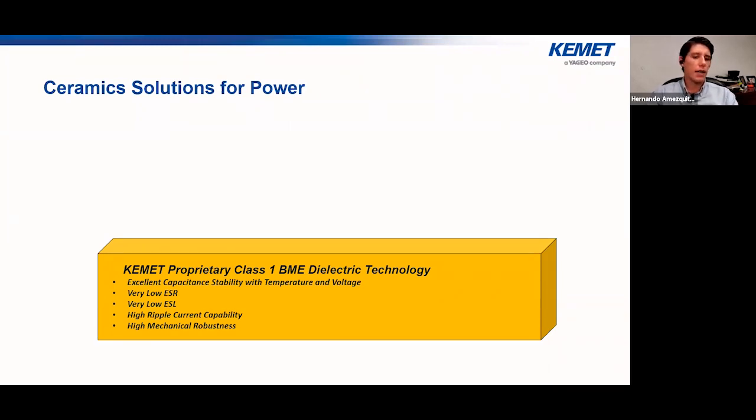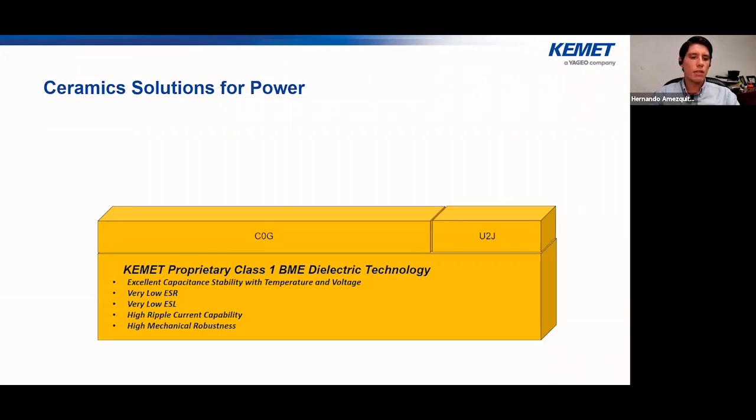Let's start with the KEMET proprietary class 1 BME dielectric technology. We have excellent capacitance stability with temperature and voltage, very low ESR and ESL, high ripple current handling capability, and high mechanical robustness. The modulus of rupture, or MOR, is almost twice compared with the X7R. So this means that it is a very strong dielectric, right? So this is our base technology, and based on it, we created C0G and U2J, some of the dielectrics that I mentioned before.